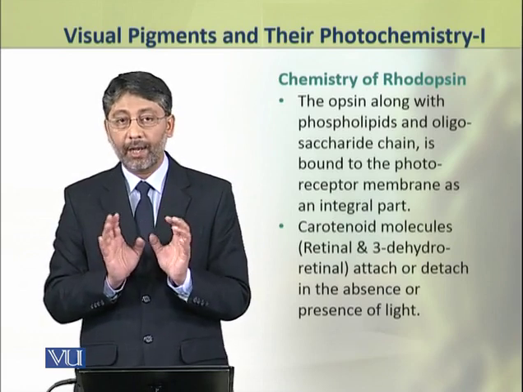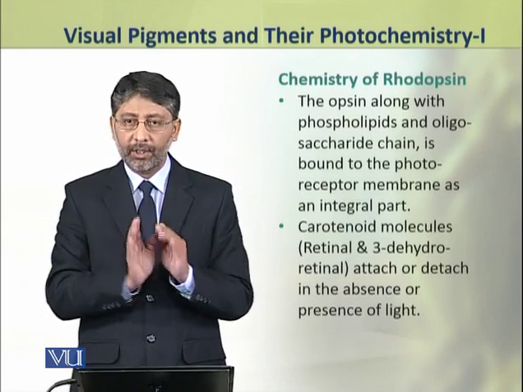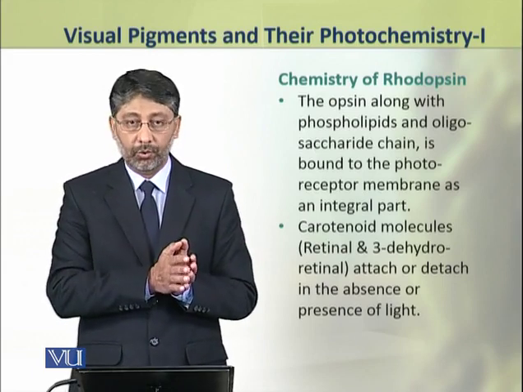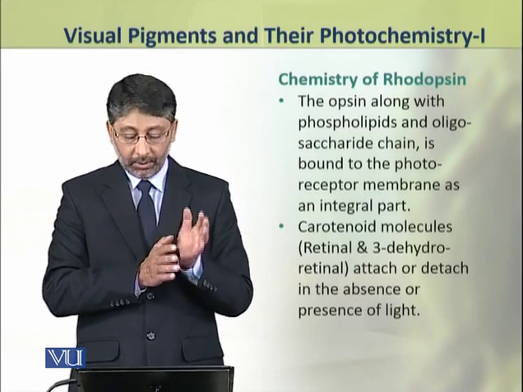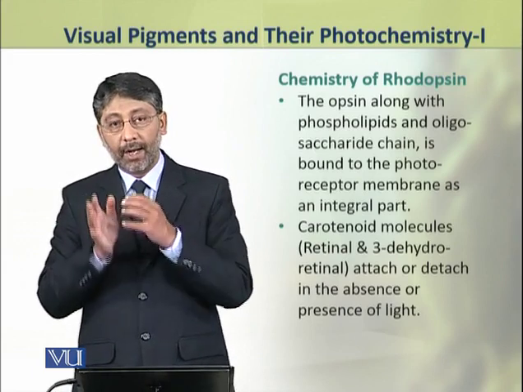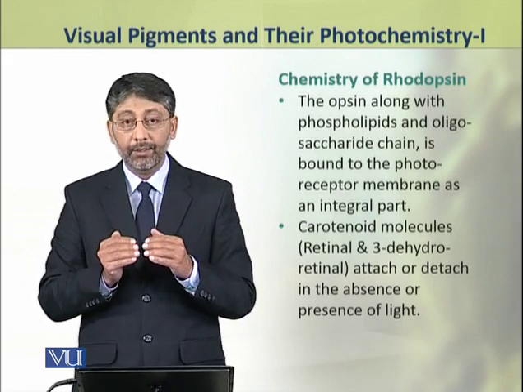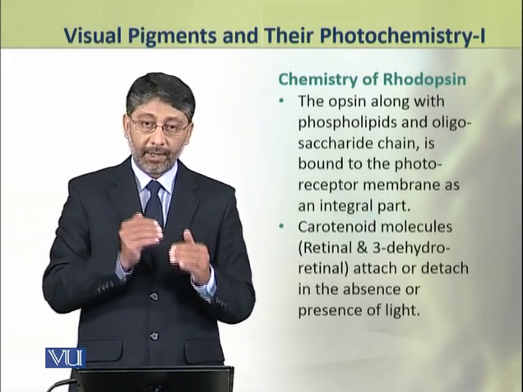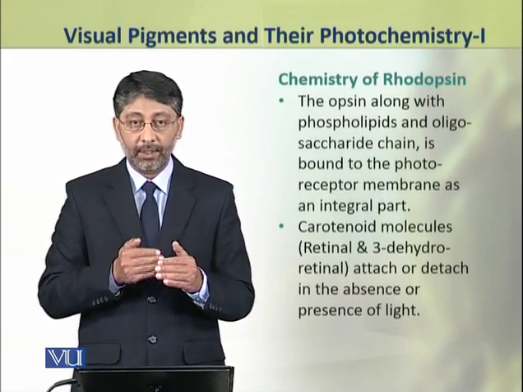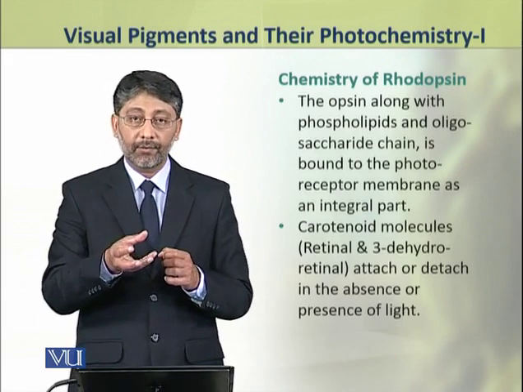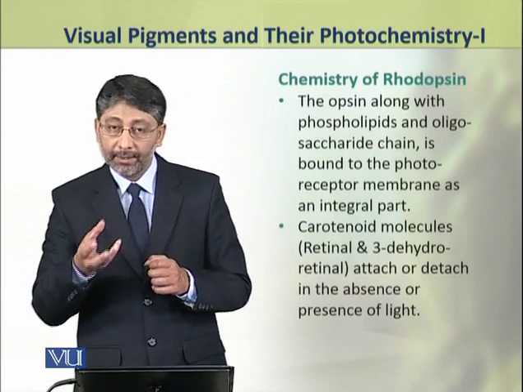जो photoreceptor cell है उसमें ये वाली प्रोटीन अपने सारे allies के साथ इंटेग्रल पार्ट के तौर पर मौजूद होती है. However, जो कैरोटिनॉइड मॉलिक्यूल्स हैं, रेटिनॉल और 3-डिहाइड्रोरेटिनॉल, ये लाइट की प्रेजेंस या एब्सेंस की वजह से ये या तो अटैच होते हैं या इस रोडोप्सिन के मॉलिक्यूल से डिटैच होते हैं.